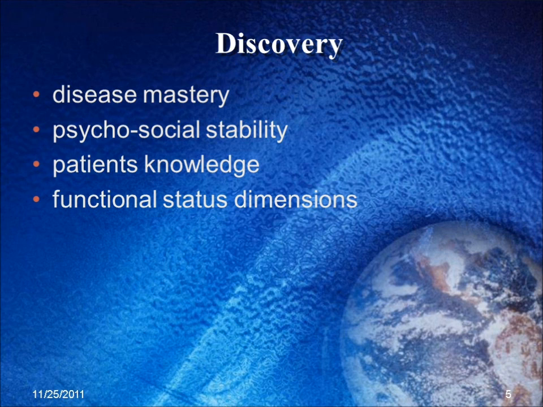During your discovery phase, you're going to be interested in 4 primary issues. 1, can the individual master their own illness? 2, how stable are they from a psychosocial perspective? In other words, do they have financial solvency? Are they depressed? Do they have a substance abuse problem? Do members in their family have substance abuse problems? These are all pertinent factors in terms of stability with regard to a person that is ill either for an episode or for a lifetime. And the patient's knowledge with regard to the illness that they are caring for at the time, and functional status dimensions.